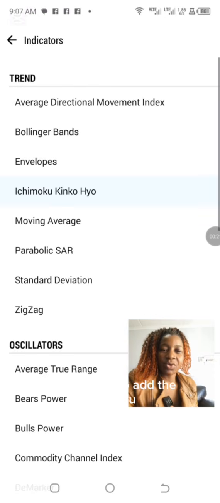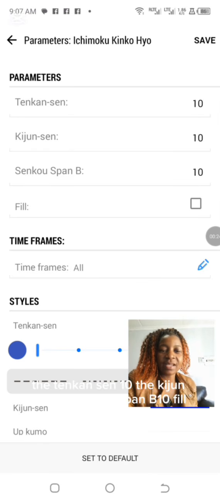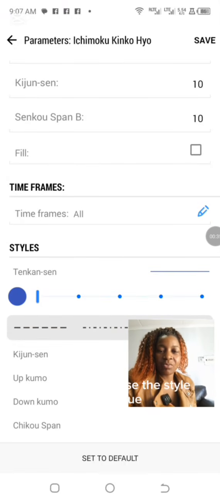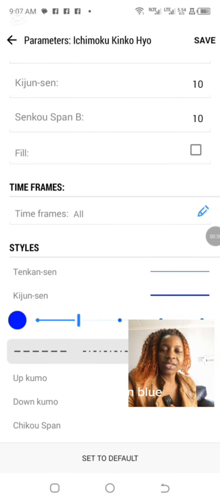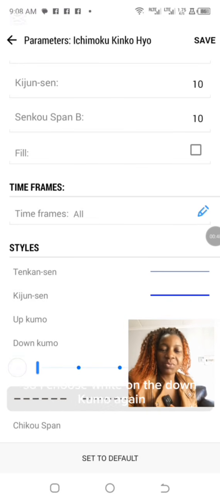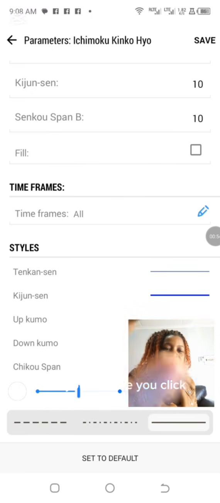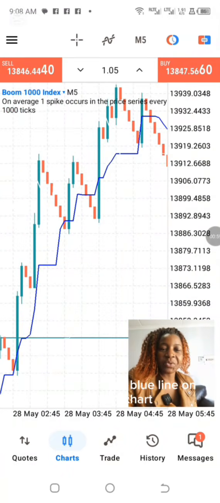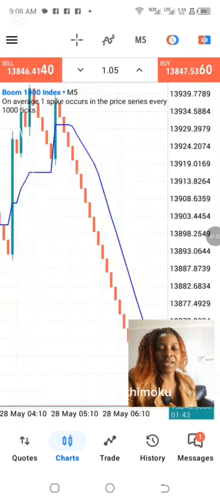We are going to add the Ichimoku with the following parameters: the Tenkan-sen 10, the Kijun-sen 10, Senkou Span B 10, fill, we leave it like that, we don't tick it. Then on the Tenkan-sen, we are going to use the style color blue, the Kijun-sen blue, the up Kumo, you use the background color of your chart. My background color is white, so I choose white. On the down Kumo, again, you use the background color of your chart. On the Chikou span, again, you use the background color of your chart. When you are done, you click save. And you go back on the chart, your chart must appear like this. There must be this blue line on the main chart, which is our Ichimoku.